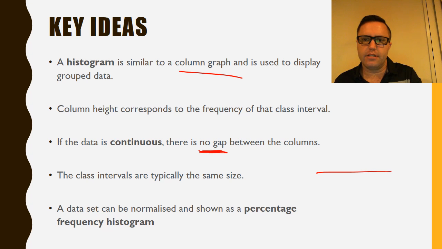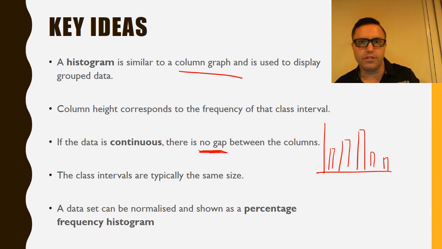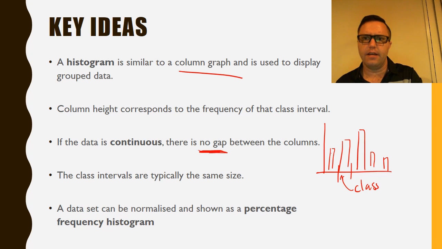You might see some histograms like this, and this would be not continuous data. That means discrete things like integers, where there isn't anything in between, such as numbers of apples. With these, the class intervals are typically the same size. You can have ones that are different, but for a basic histogram, you leave your class intervals the same. Remember, these gaps here are your class intervals.